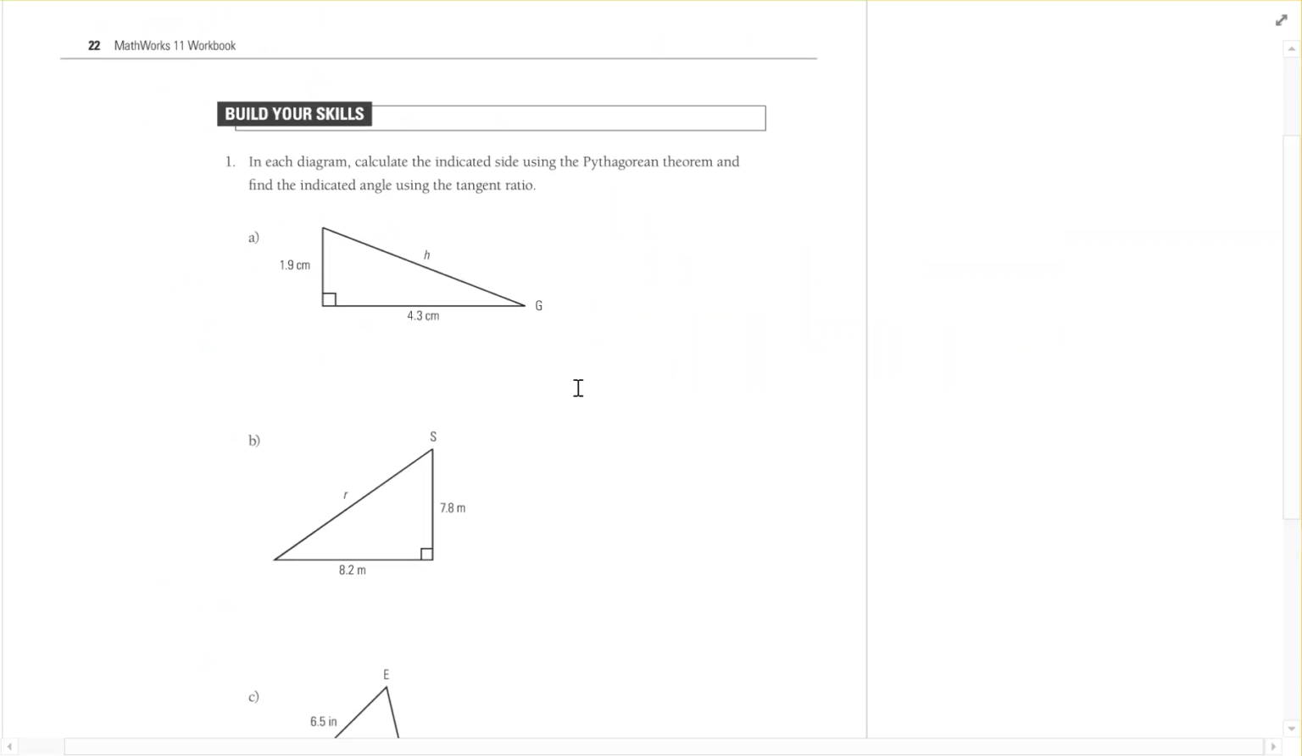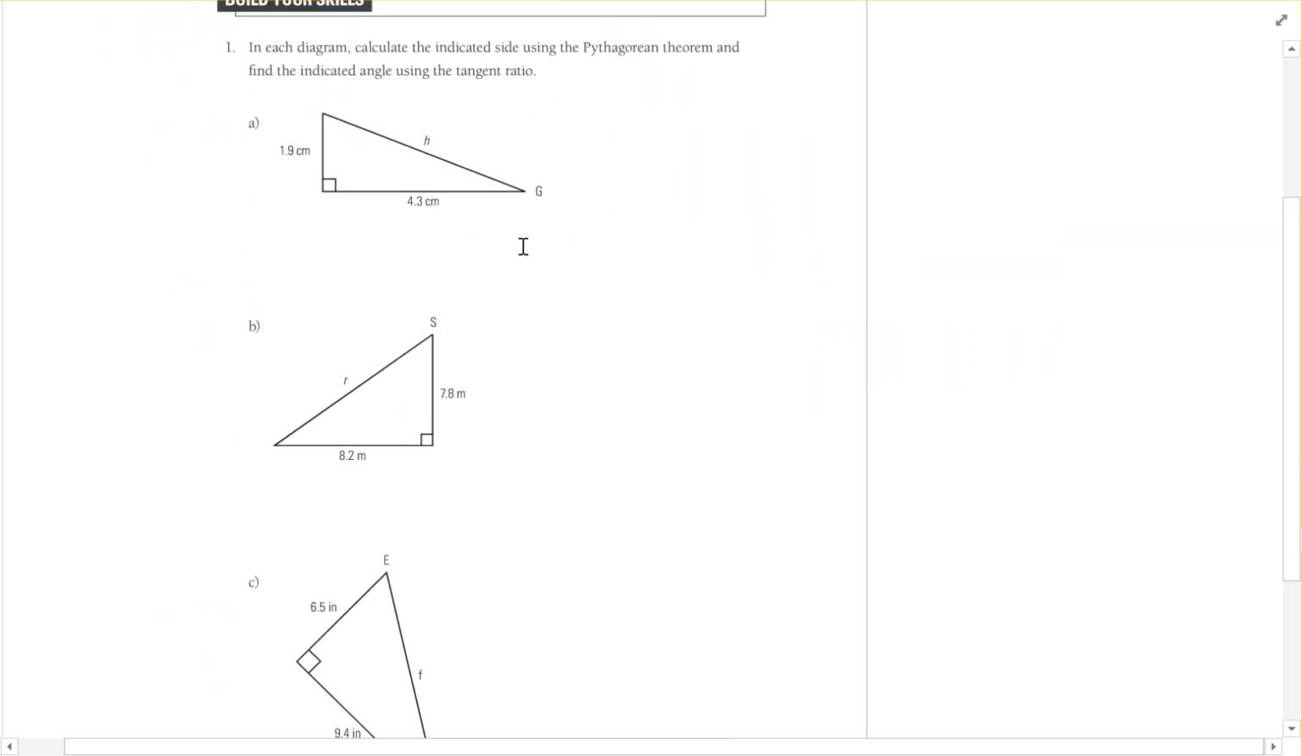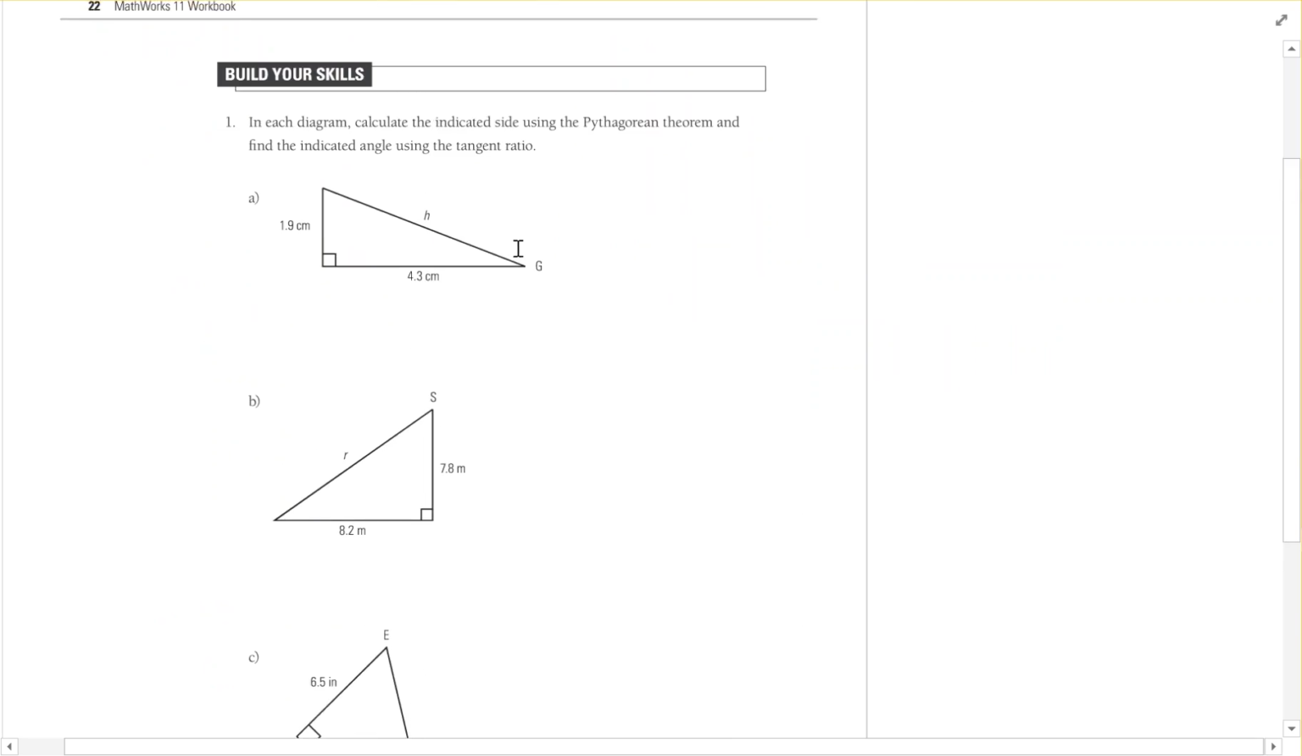Okay, so I'm gonna let you guys go ahead and do this. All you gotta do is find the indicated side. It's always gonna be the hypotenuse in these ones, so you're using Pythagorean Theorem to find that, and then you're finding this angle.